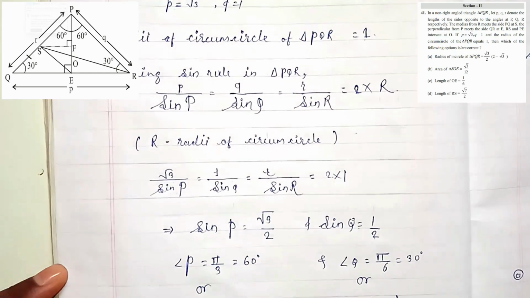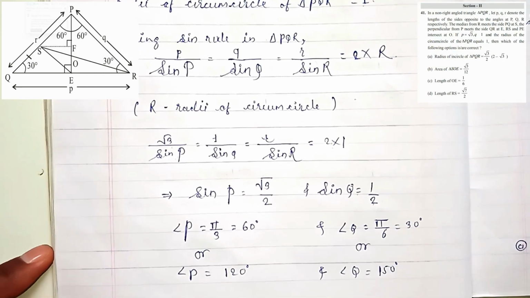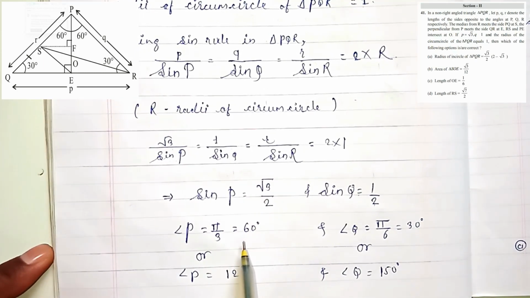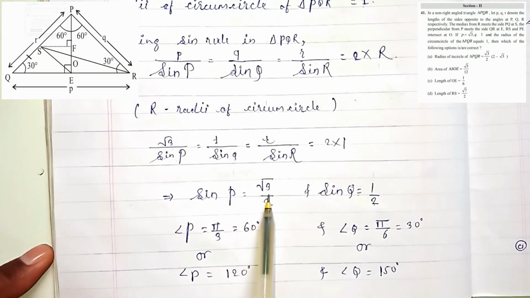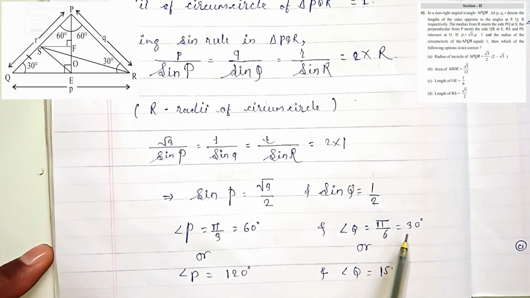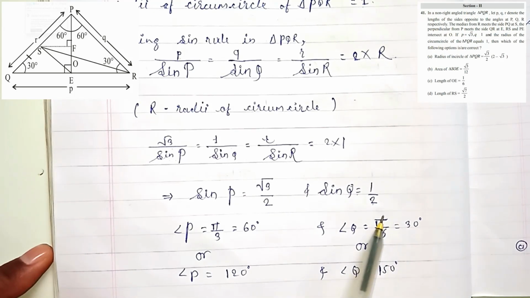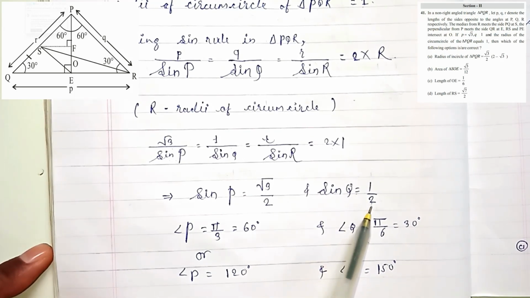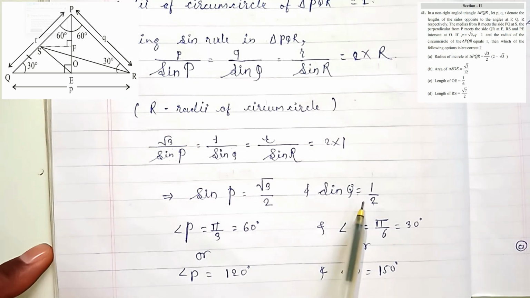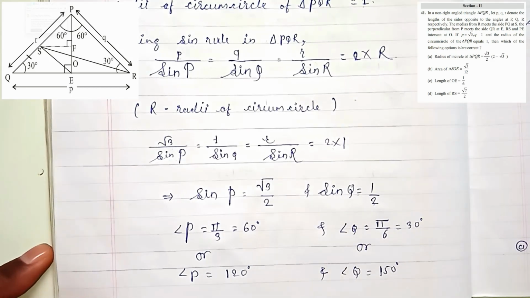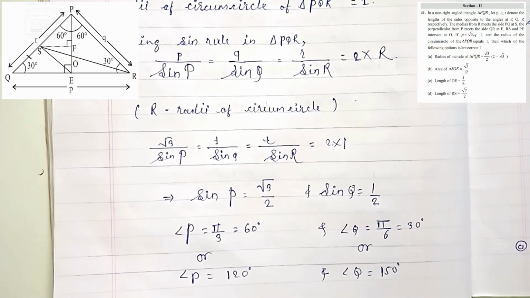Now here we can see we have two possible options for root 3 by 2, which are 60 degrees and 120 degrees. That means you may put sine P as 60 degrees and get root 3 by 2, and sine P as 120 degrees and get root 3 by 2. Similarly, 30 degrees and 150 degrees are possible for Q. Whenever you put 30 degrees, pi by 6, in sine Q, you get 1 by 2, and similarly for 150 degrees you get 1 by 2. So we have possible choices for P and Q.